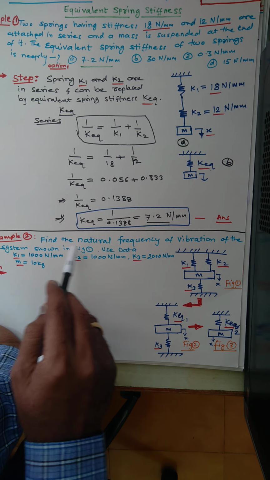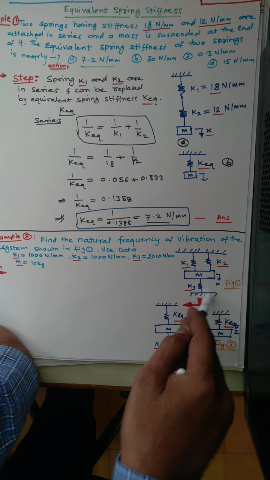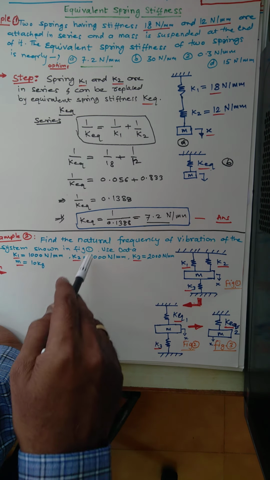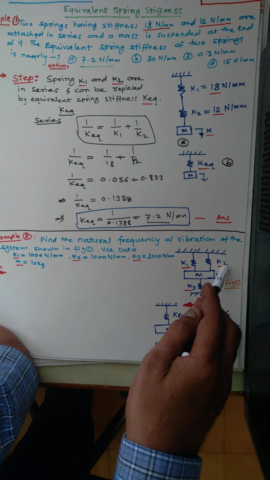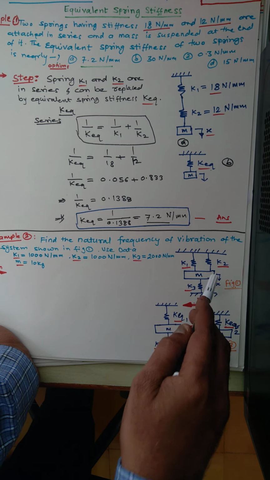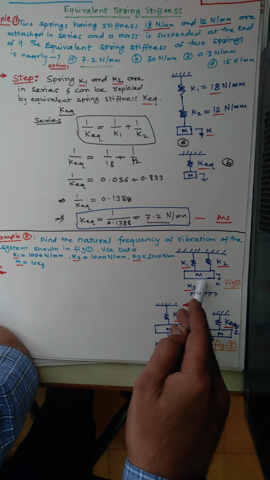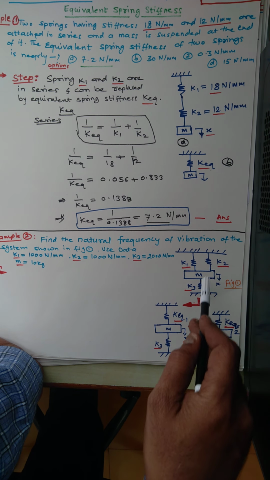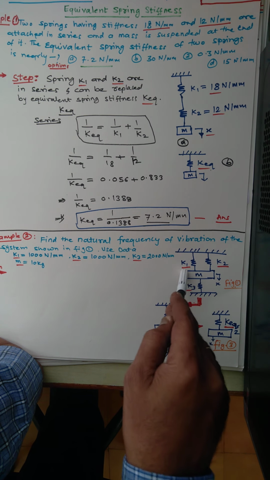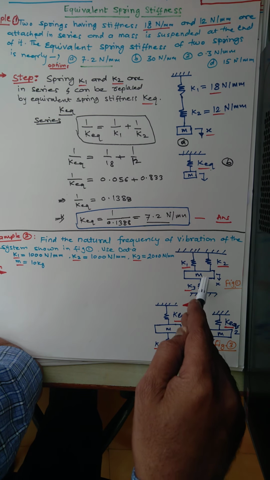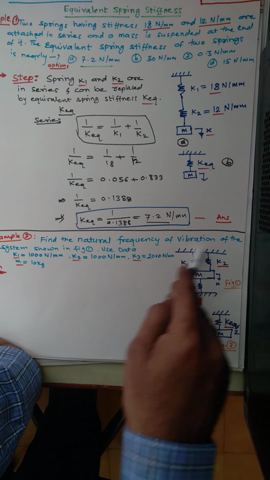In the second numerical, we have to find out the natural frequency of vibration of the system. This system is shown in figure 1. Use the data K1, K2, K3, and M is the mass. K1 and K2 are in parallel, and K3 is on the other side, both sides fixed, and X is the displacement.